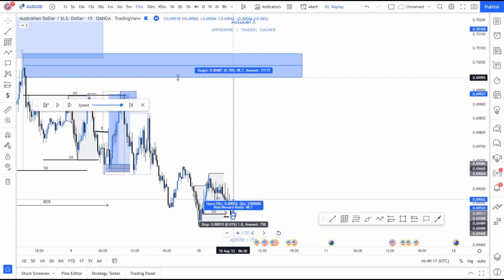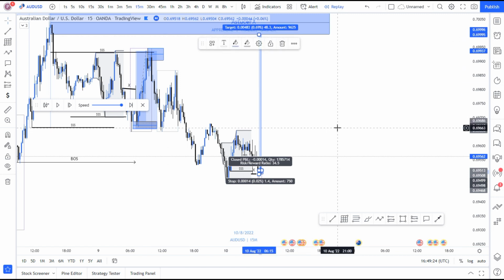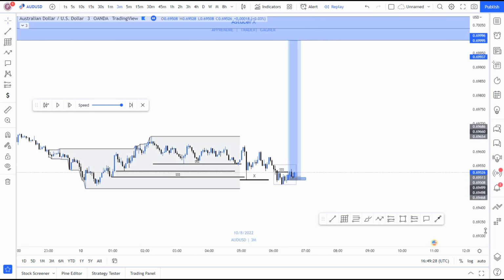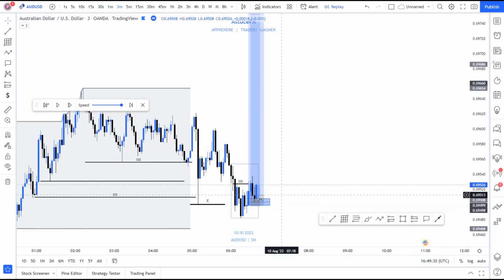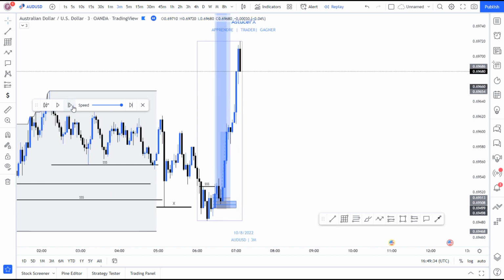This one is actually 48 RR, and the other entry is 34. This is the entry you're going to be having on the London kill zone. And now let's continue and wait for London.